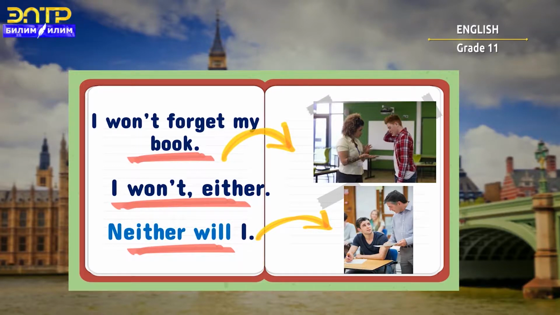Neither will I. Neither, then the helping verb of the future simple will without negative not and the subject pronoun I. But where did we get the helping verb will? Look at the second sentence, won't. It consists of will not. It is an abbreviation here. So, we took will and use it with neither. Neither will I, without not, because neither gives a negative meaning.